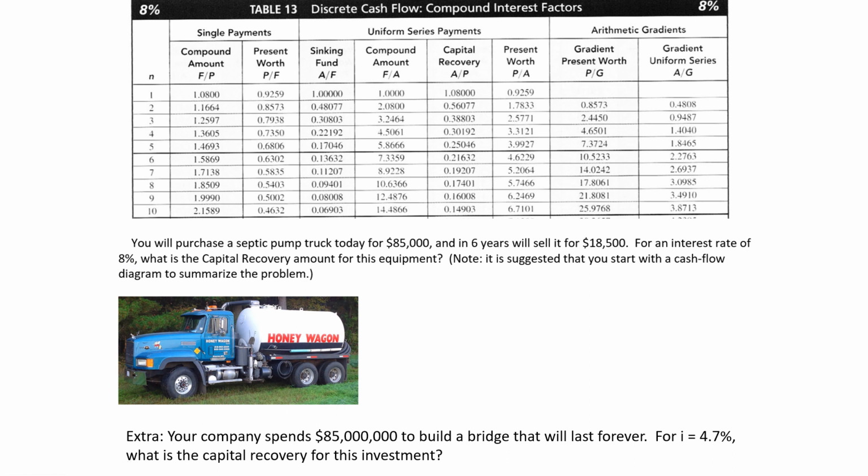Let me sketch out what the cash flow diagram for that is going to look like. So we've got a time frame of 6 years. We initially spend $85,000 at time 0, and that's a lump sum present value of $85,000. And then we've got 1, 2, 3, 4, 5, 6. At the end of the 6th year, we sell it for $18,500.